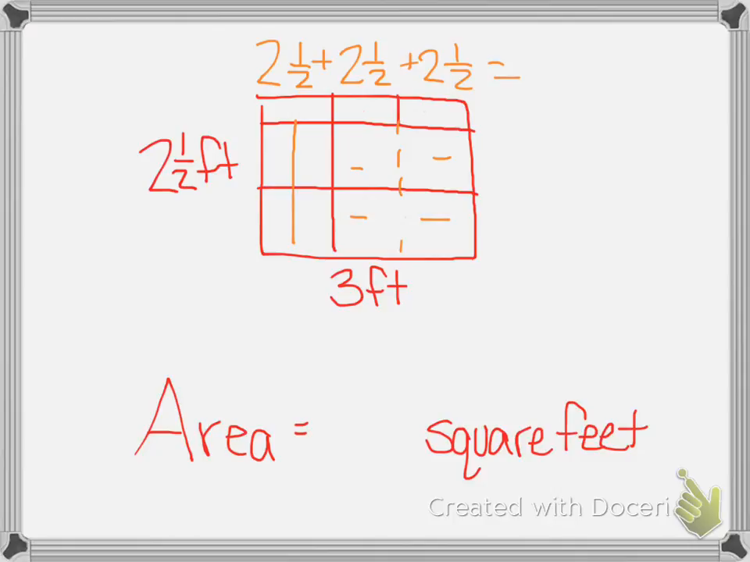2 plus 2 plus 2 is 6. 1/2 plus 1/2 is 1. And then we have 1/2 left over. 6 plus 1 is 7. Plus 1/2 is 7 1/2 square feet.